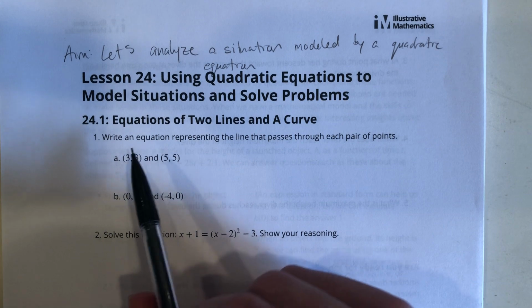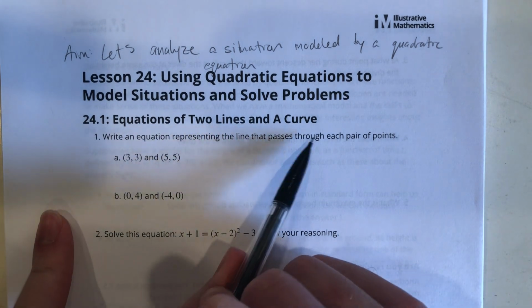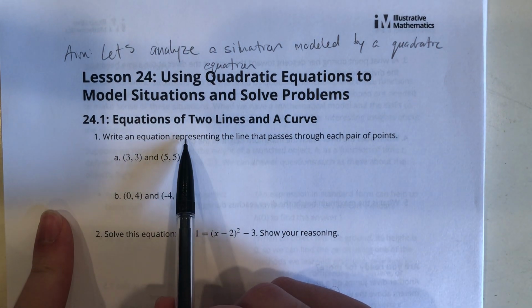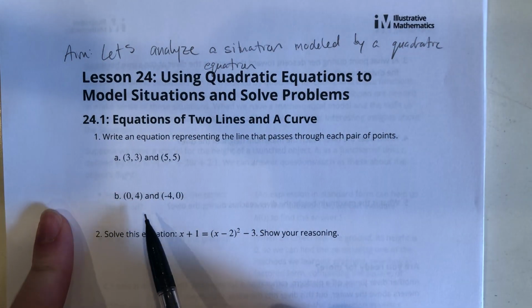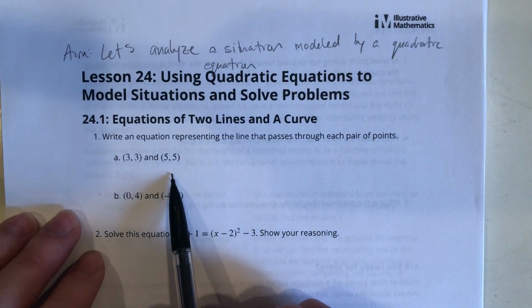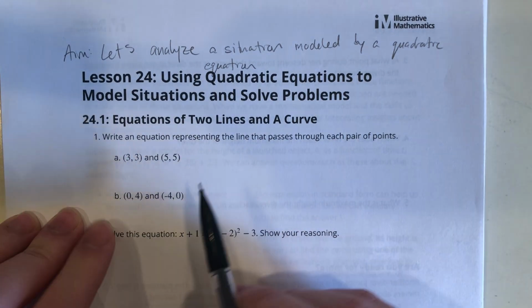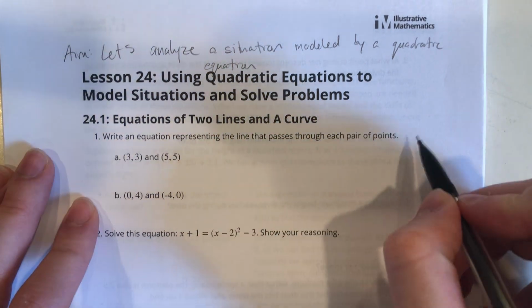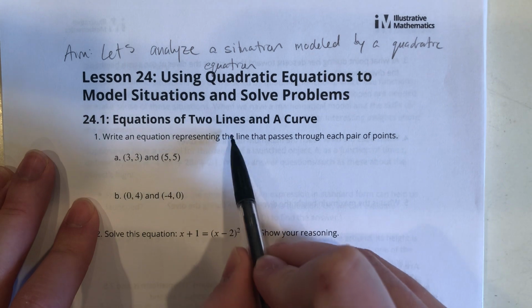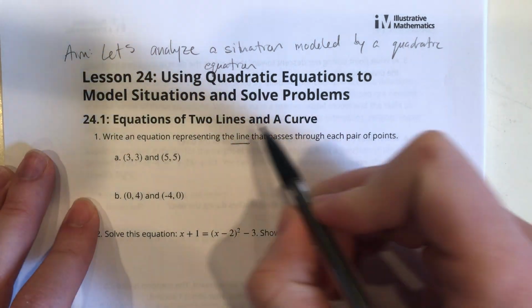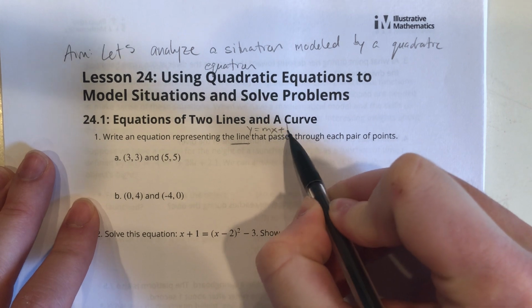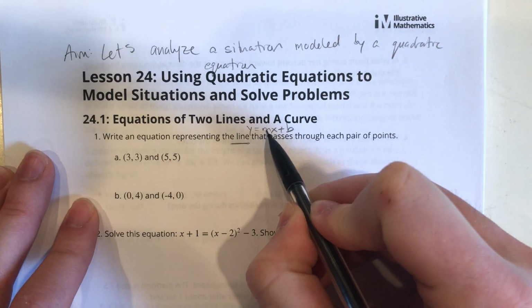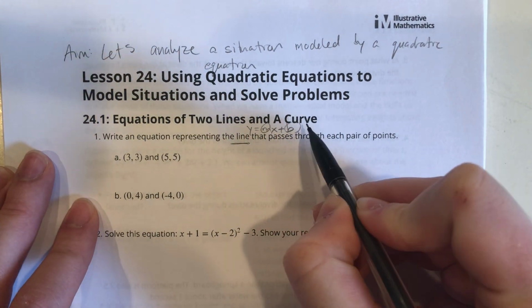Alright, so first things first, equations of two lines and a curve. Write an equation representing the line that passes through each pair of the points. Alright, wow, this is some review from our second unit of the year on linear equations. So, in order to write an equation of a line, that means we're using the equation y equals mx plus b, which means I need to find the slope and the y-intercept.